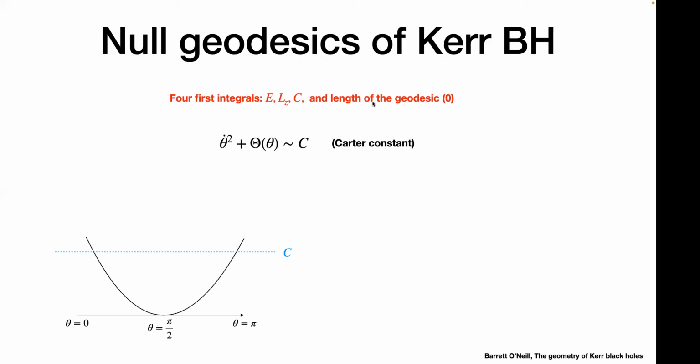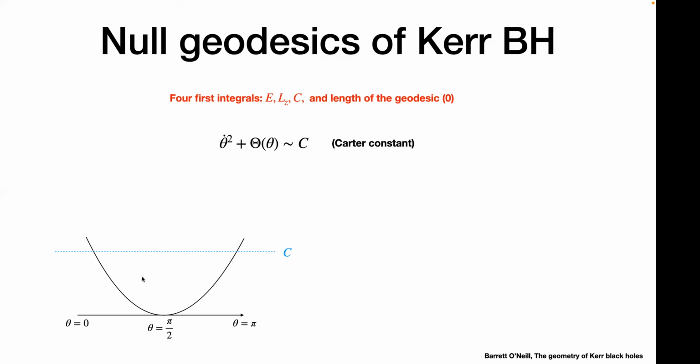So with these 4 first integrals, we can always separate the equations of motion into each direction, including the temporal part, the radial part, and the 2 angular parts. In particular, in the polar direction, which is this theta, the effective energy in this direction is called the Carter constant. And for a null geodesic around the Kerr black hole, its potential can be classified into 2 scenarios.